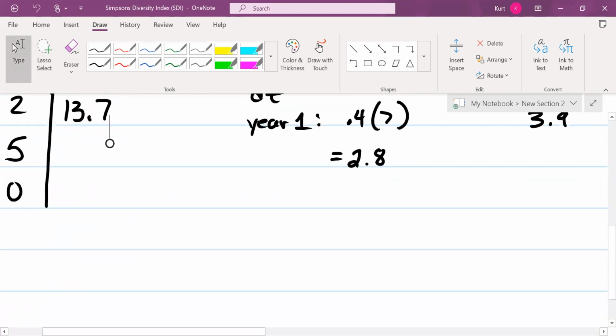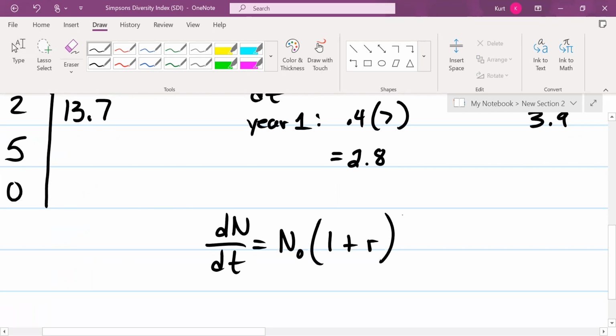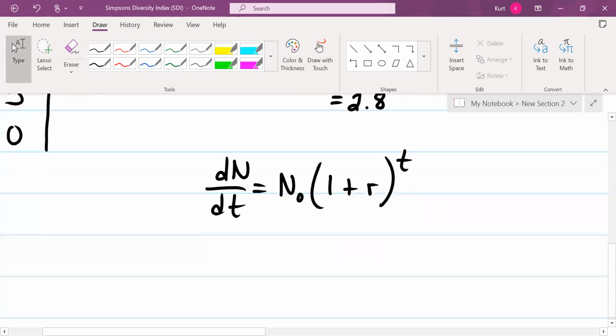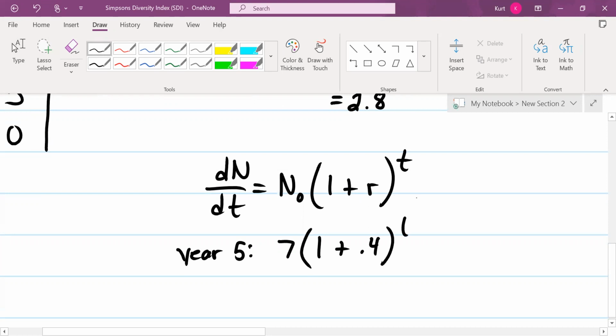So what I would recommend you do is use the other equation I have under exponential, but it is not on your equation sheet. So you're going to have to memorize it. The benefit of this equation is that you can just plug in time in any year you want. So notice that it's N naught, that's your initial population. So for year 5, here's what we'll do. We'll plug them in. 7 times 1 plus 0.4 to the 5th power, because we're doing year 5.